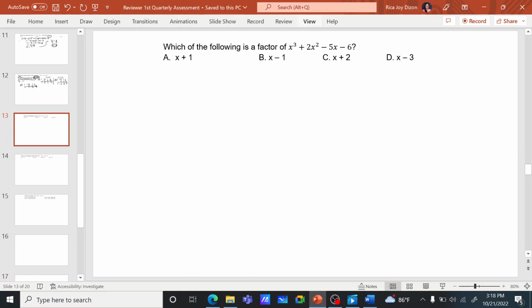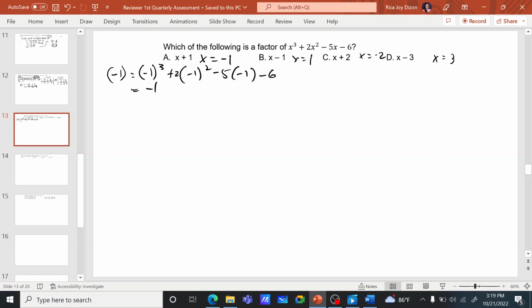Which of the following is a factor of x cubed plus 2x squared minus 5x minus 6? We can either use the factor and the remainder theorem by substituting our x in here. For letter A, our x is negative 1. For letter B, our x is 1. For C, our x is negative 2. And for D, our x is 3. For negative 1, substituting all x with negative 1, that becomes negative 1 cubed plus 2 times negative 1 squared minus 5 times negative 1 minus 6.